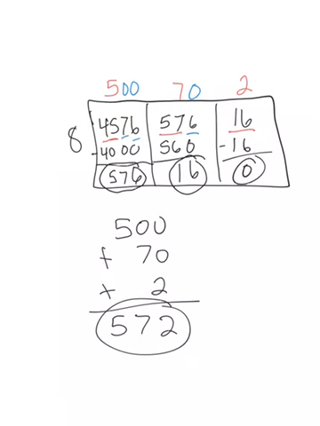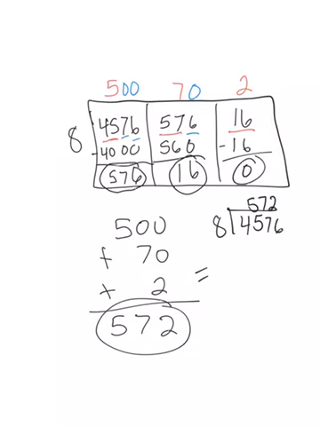So let me connect this back. If I had 4,576 divided by 8, it would equal 572. All right, we'll do another one, guys.